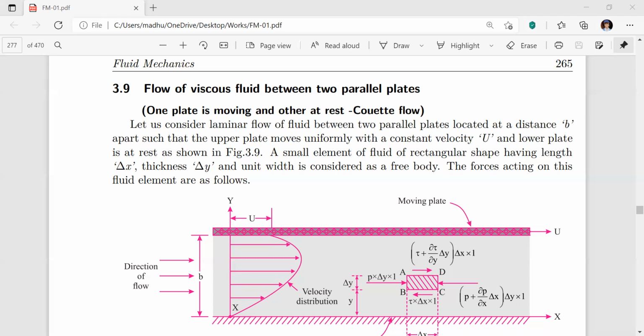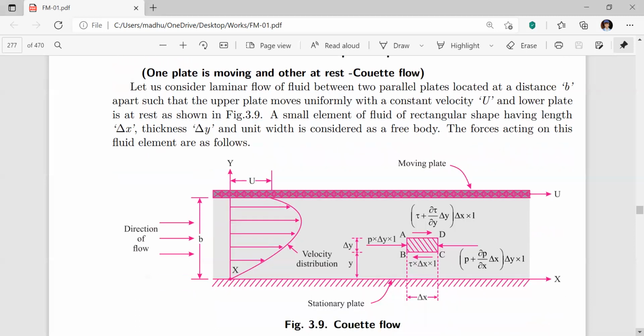The same figure is shown here. You can see the upper plate is a moving plate with a uniform velocity capital U, whereas the bottom plate is a stationary plate which does not have any velocity. Consider a small element ABCD as shown in the figure. Let the force acting on the face AB of the fluid element be P into delta y into 1, and the force acting on the face CD be P plus dP by dx into delta x into delta y into 1.